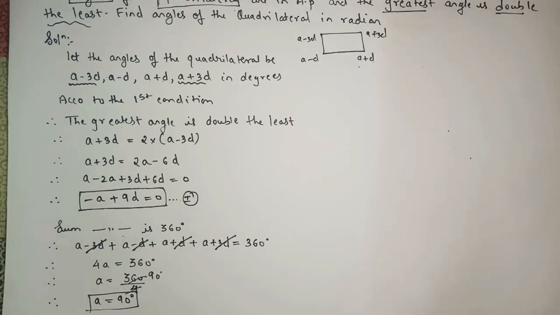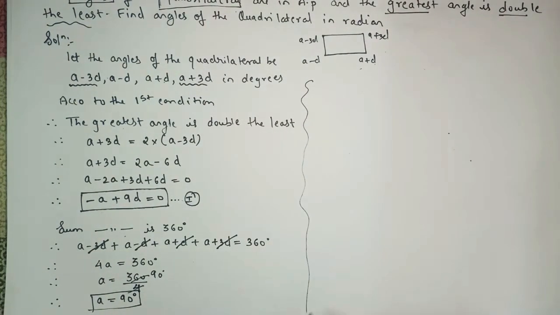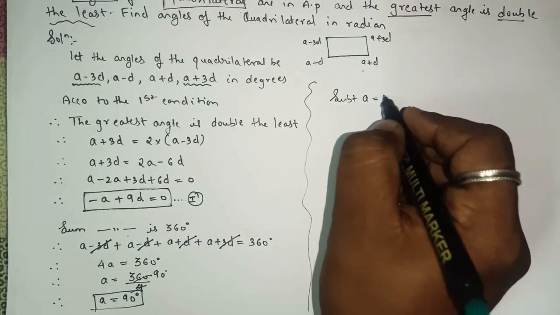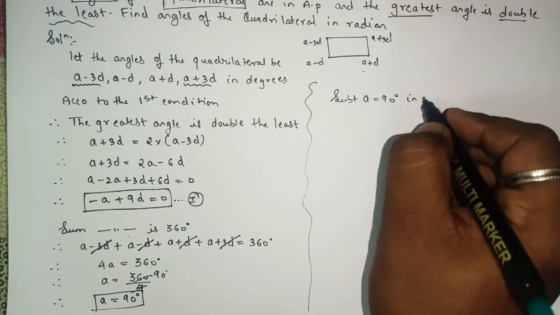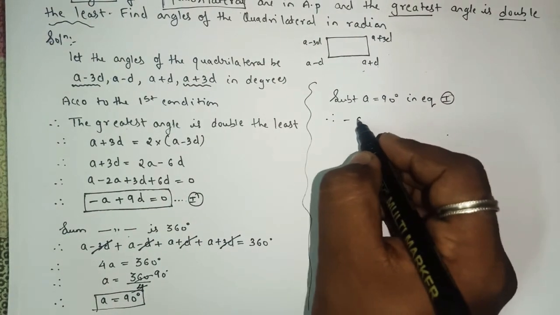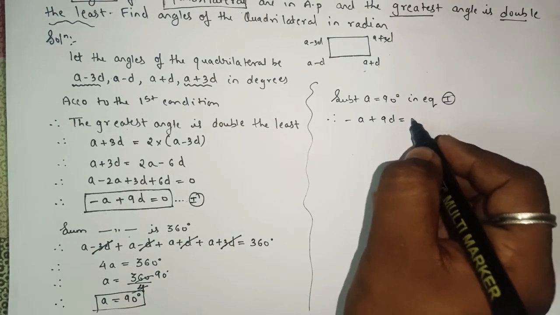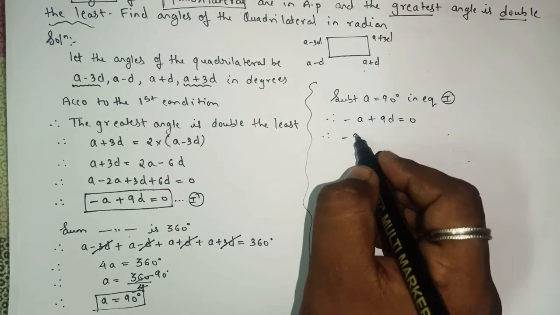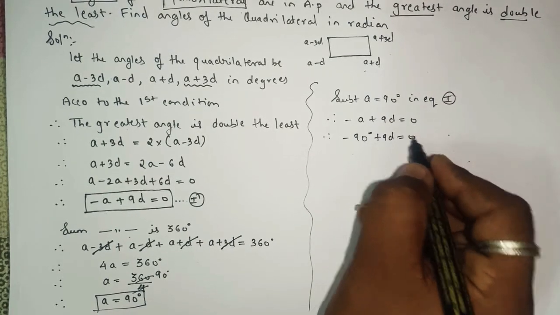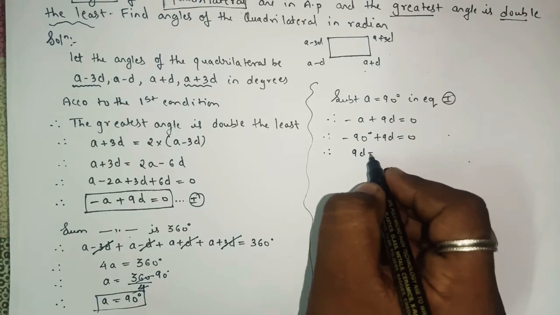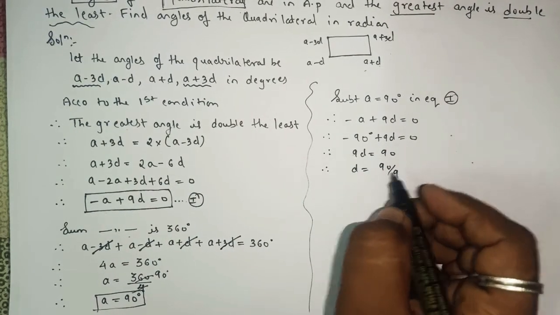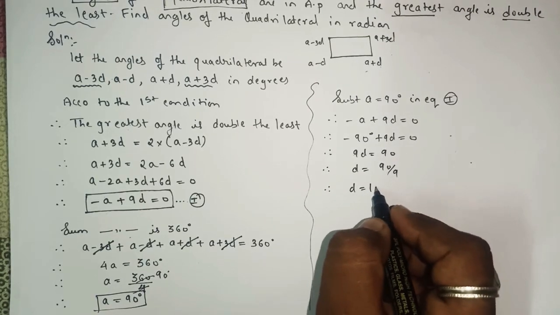Yes or no? So now what we'll do, we'll substitute the value of A in equation number 1, where you will get the value of D. So minus A plus 9D equals 0. So therefore minus 90 plus 9D equals 0. So therefore 9D equals 90. So therefore D equals 90 upon 9. So therefore D is equal to 10.